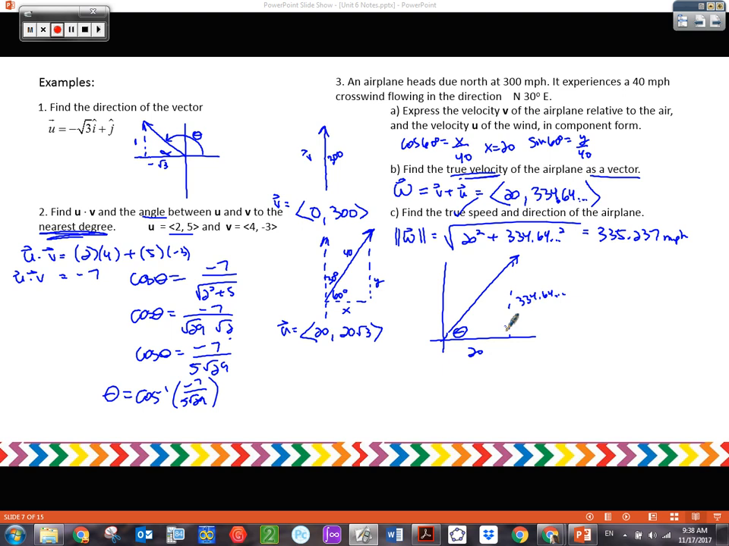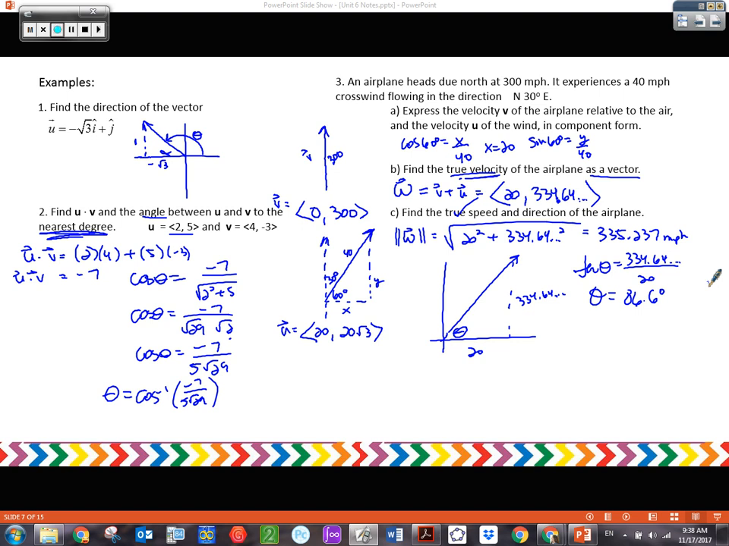Just use my triangle to find this one. Looks like tangent would work here, right? So we would do tangent theta equals opposite, so the 334.64 over adjacent. So we use our calculator, we put that in, and we get that the angle measure is 86.6 degrees. Is that our direction? Are we done? No, that is not our direction. If we were not in context, that would be our direction, but we're in context.